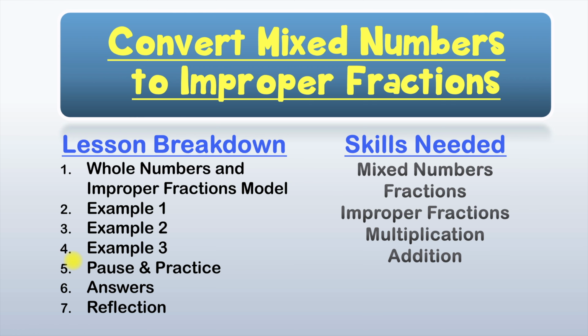So first, we're going to go over the relationship between whole numbers and improper fractions using a model. This goes over why it makes sense to convert from mixed numbers into improper fractions. If you want to go straight into how to convert from mixed numbers to improper fractions, I recommend starting with example 1, 2, and 3, because these examples go over step by step how to go from mixed numbers to improper fractions.